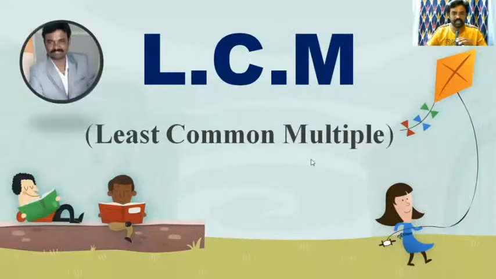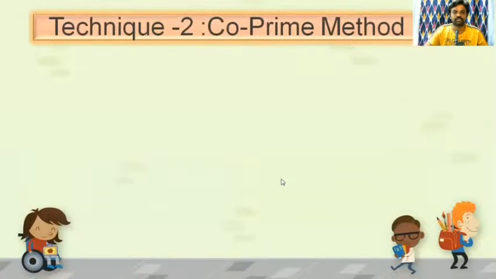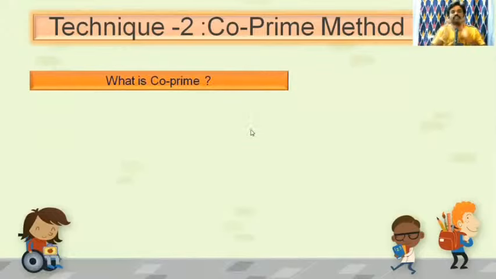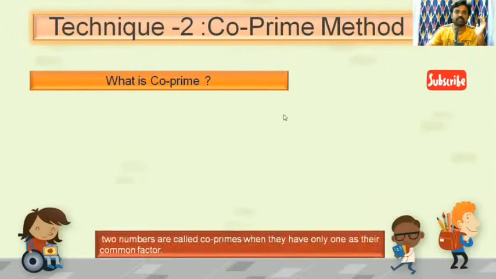Hi, my dear friends. Welcome to Technique 2. Technique 2 is nothing but the co-prime method. It means if there are co-primes in the given problem, then what would be the technique to find the LCM? Let us see now. Before that, we need to see what co-prime is. Let's see the definition of co-prime.